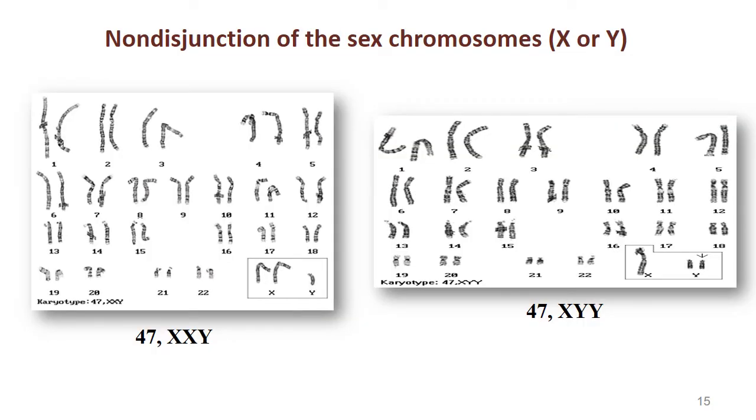Non-disjunction of sex chromosomes, X or Y. Non-disjunction of sex chromosomes in males is called Klinefelter syndrome. It may occur in two variants, additional X or additional Y chromosome. The gender is always male.